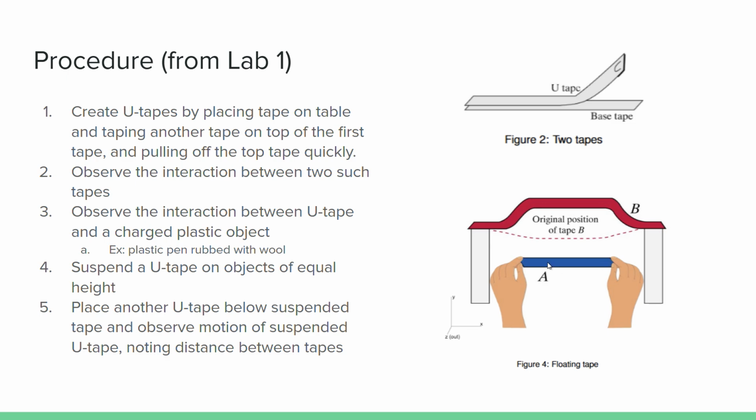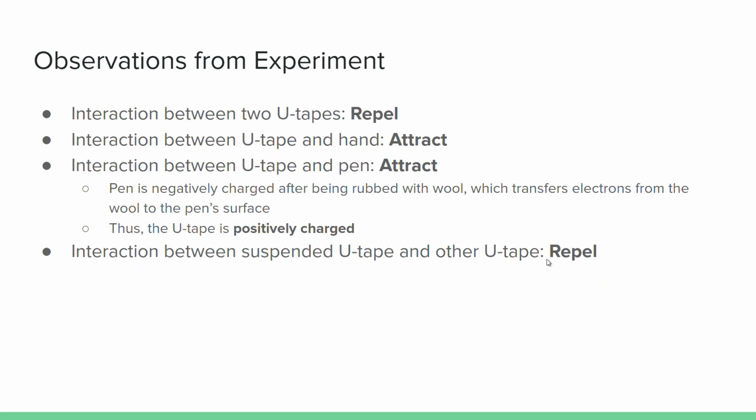and observed the motion of the suspended tape, noting the distance between the tapes. From this experiment, we observed that the two U-tapes repelled each other. The interaction between the U-tape and the hand was attraction. The U-tape and the pen also attracted each other. Since the pen is negatively charged after being rubbed with wool, as it transfers electrons from the wool to the pen's surface, the U-tape must be positively charged. The interaction between the suspended U-tape and the other U-tape was also repulsion.